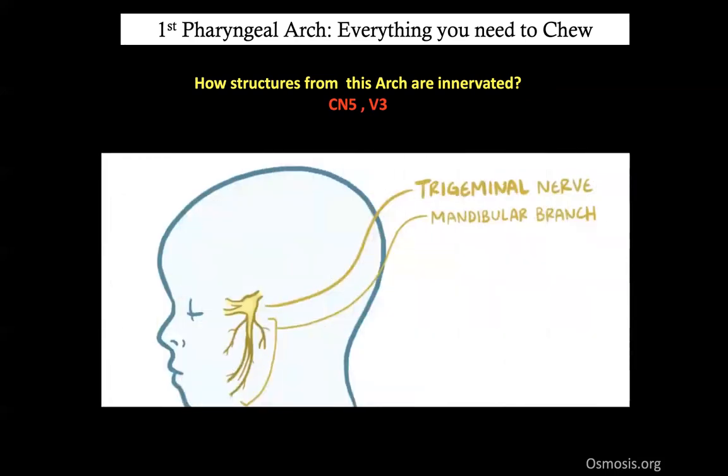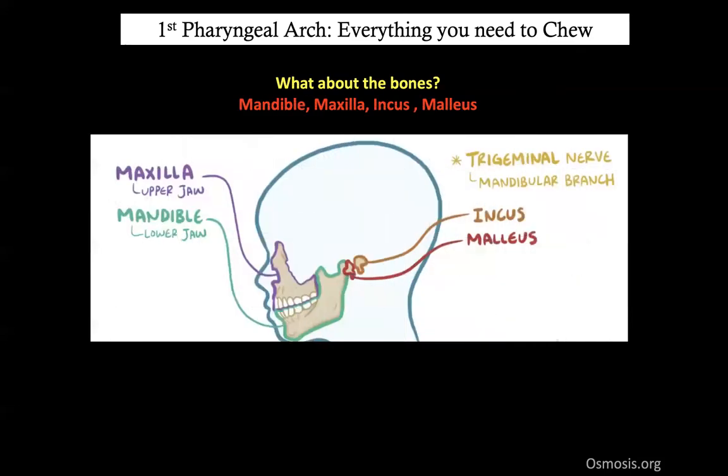First pharyngeal arch, what you need to remember is that everything that you need to chew comes from the first pharyngeal arch. And the nerve is the third branch, so the mandibular branch of the trigeminal nerve. And then, of course, you have the bones that you need to chew: mandible, maxilla, also zygomatic bone and temporal bone. But remember, the temporal bone is also the bone where the ear is, and part of the incus and the malleus develops from the first pharyngeal arch.